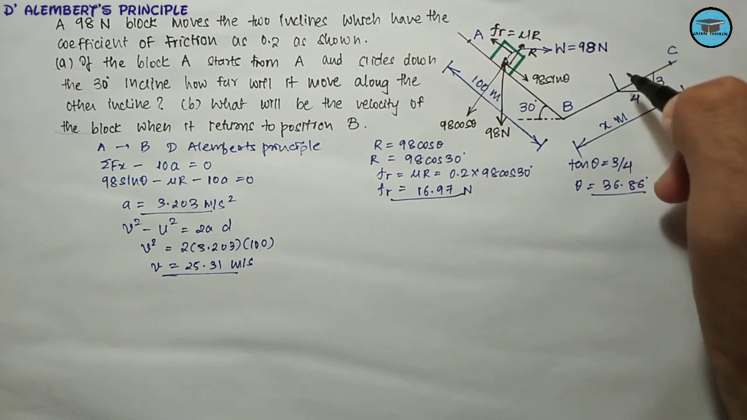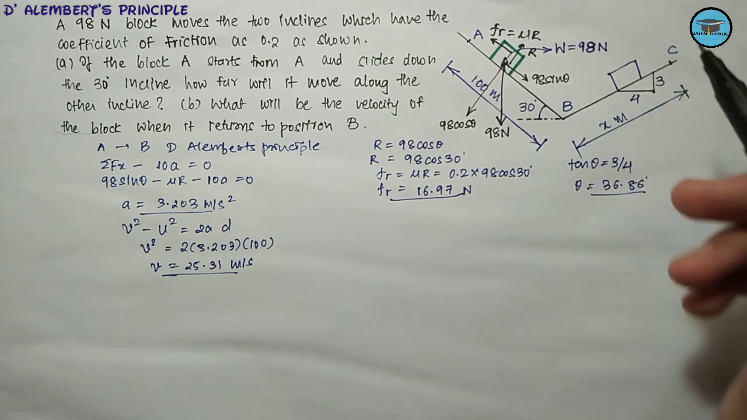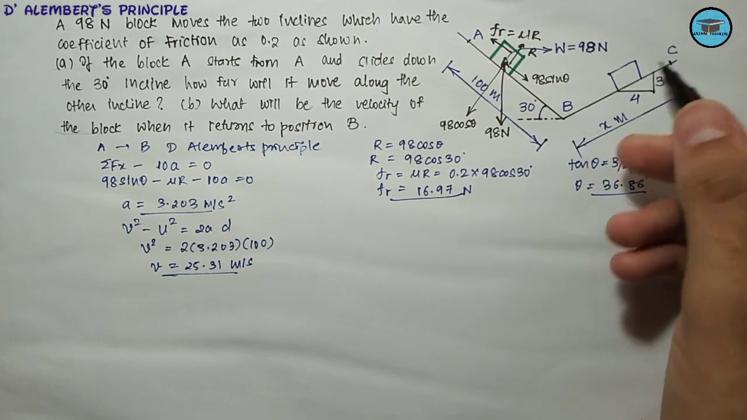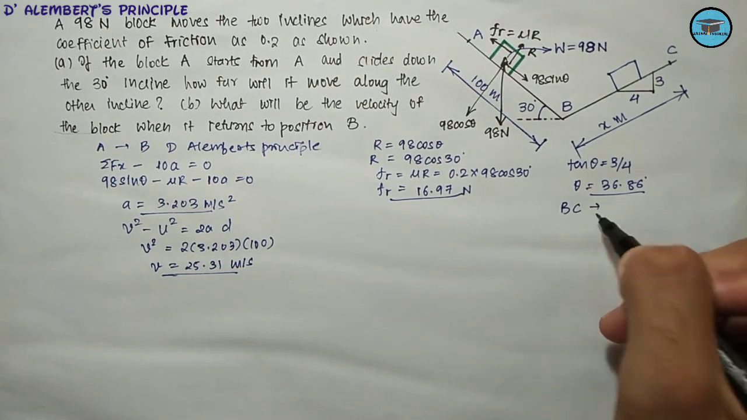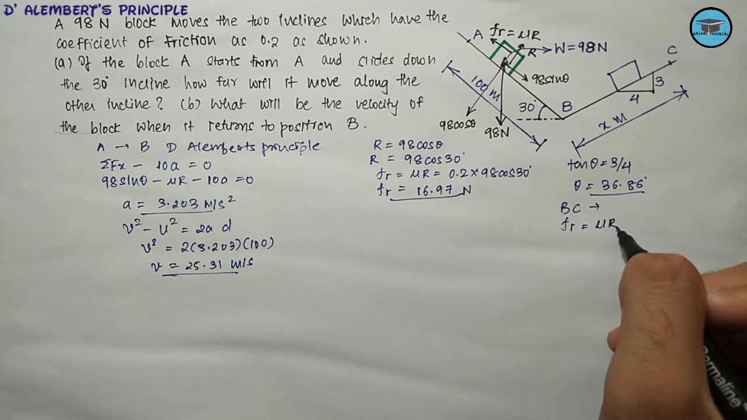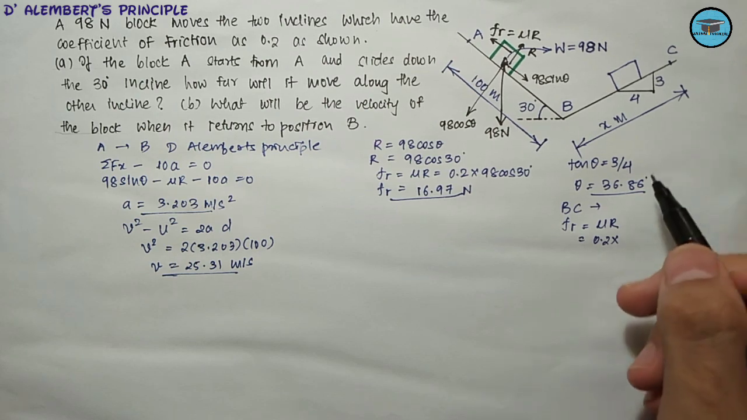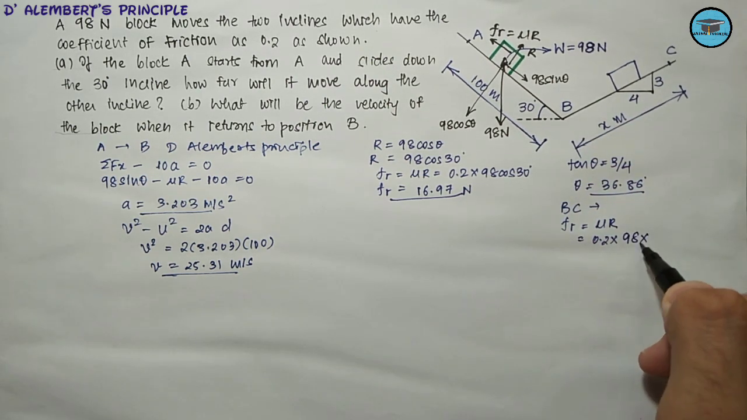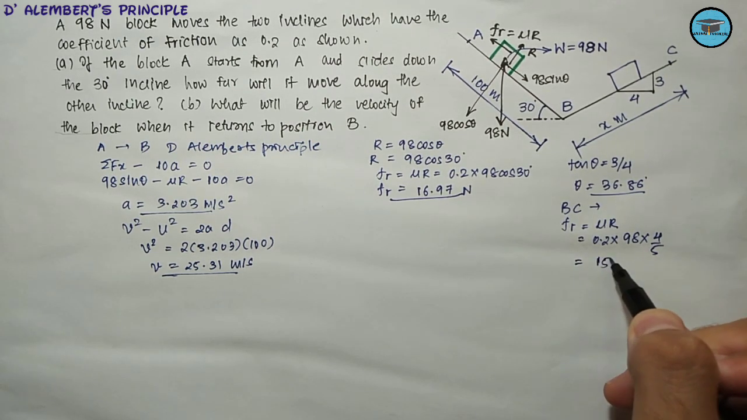So now let us draw the block like this. This is the block after it has climbed up this slope. Now the value of the frictional force for the slope BC will be equal to, for BC, frictional force is nothing but mu into R. So it will be 0.2 into R, that is nothing but mg into cos of theta. So mass into gravity, that is 98, into cos of theta, which is 4 by 5. So it will be equal to 15.68 Newton.